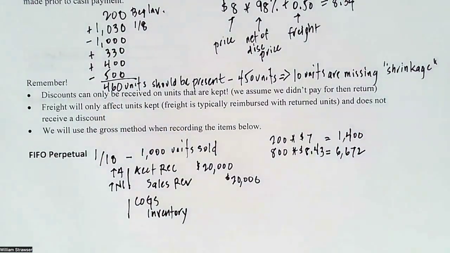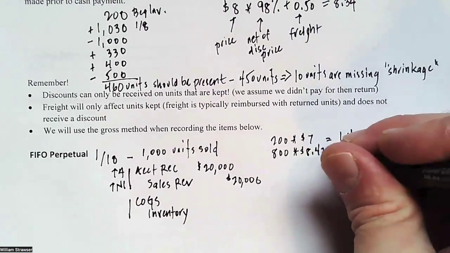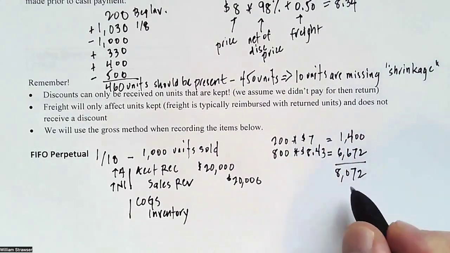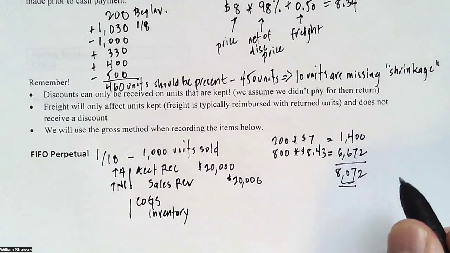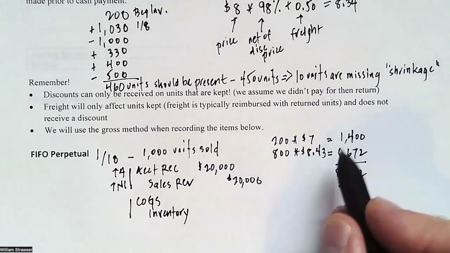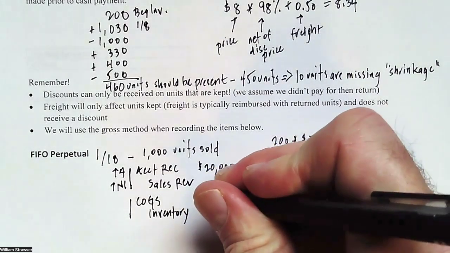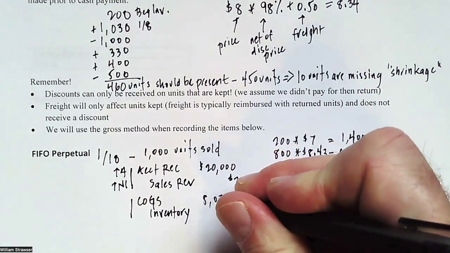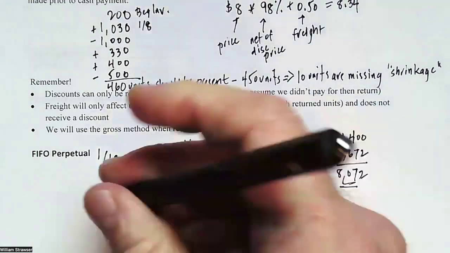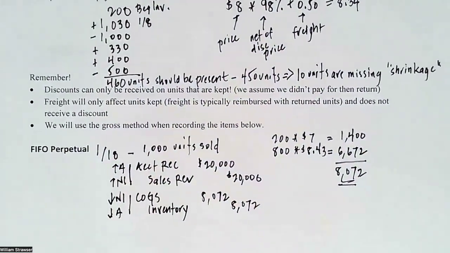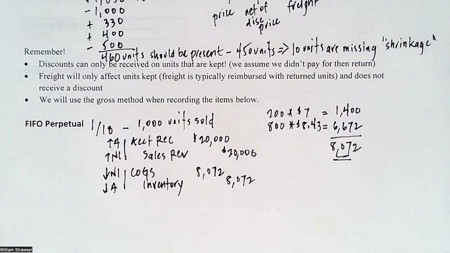Okay, rounding to the nearest dollar, that gives me 8,072. This is the total cost of goods sold for all 1,000 units, right? 200 and 800. I ascribed costs to each part of that. And I have $8,072 cost of goods sold. Cost of goods sold reduces net income. It's an expense, the largest operating expense of a lot of companies. All right. So that's the 1/10 sale.